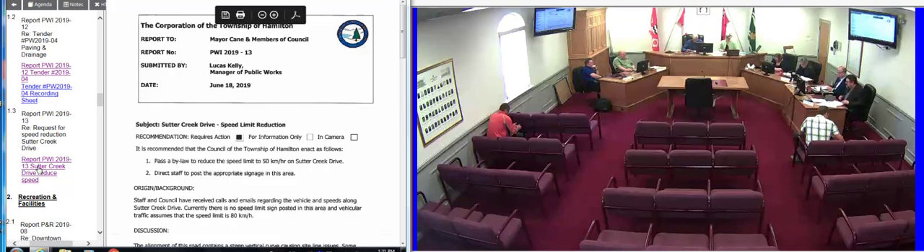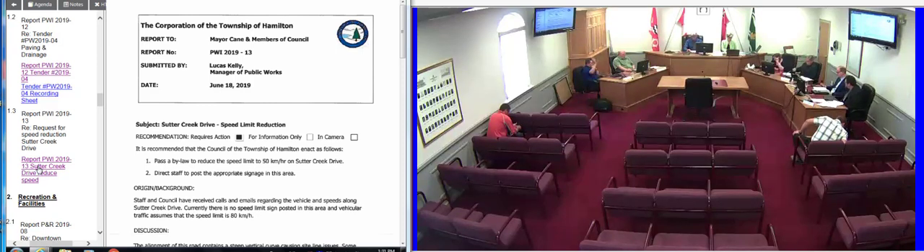11.3, a mover and a seconder that report PW 2019-13 regarding a speed limit reduction for Sutter Creek Drive be received, and that the council of the Township of Hamilton enacts as follows. 1, the council approves the reduction of speed on Sutter Creek Drive to 50 kilometers per hour, and a bylaw be prepared for consideration. And 2, that staff be directed to post the appropriate signage as required. Moved by Larry, seconded by Mark. Discussion. All in favor? Carried.